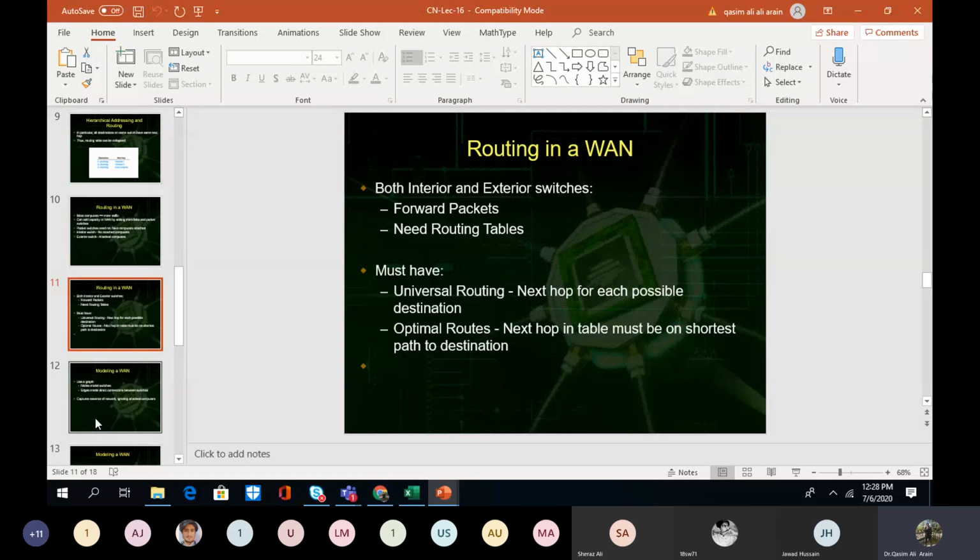So it must have universal routing, a next hop for each possible destination, and optimal routes: the next hop in the table must be on the shortest path to the destination. ठीक है जी. और ये दो चीजें आपके पास होंगी, एक तो यूनिवर्सल राउटिंग, नेक्स्ट हॉप फॉर each possible destination, right. And the second thing is optimal routes, the best route to send your data from source to destination is called your optimal routes. तो routing के ये mechanism procedures follow होंगे and your data would be sent from source to the destination by using these particular routing mechanisms, right?